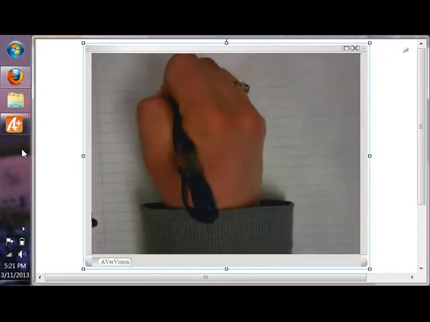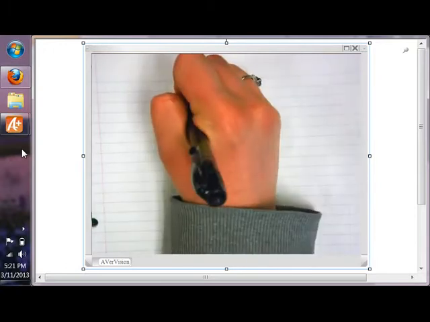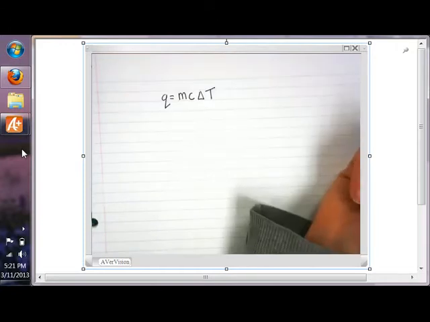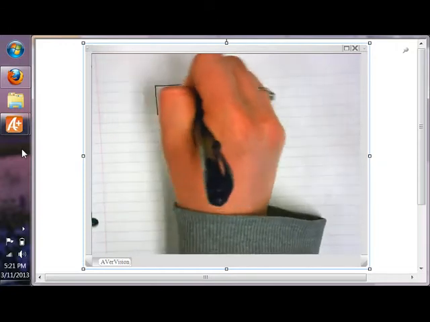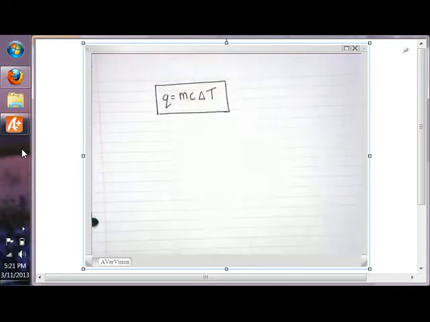Hello, hello. So we need to finish the notes that you took in your journal after the test today. And those notes basically center around this equation. That equation is Q equals MC delta T. I'm going to put a box around this guy. And let's define what all of these mean.